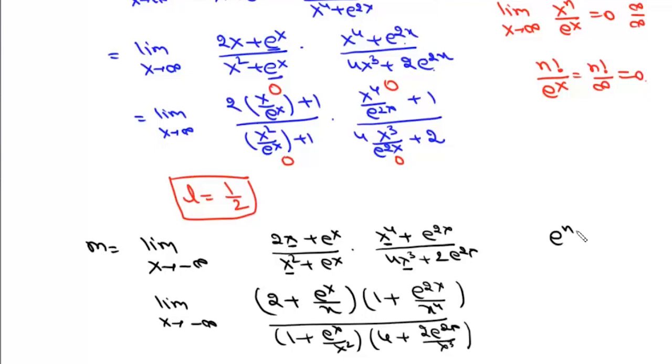Now e to the power nx upon x to the power r, where limit x tends to minus infinity, e to the power minus infinity is 0, and 0 upon infinity is 0.